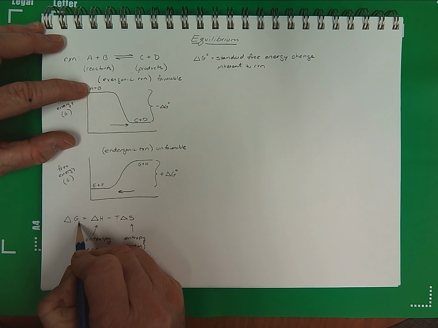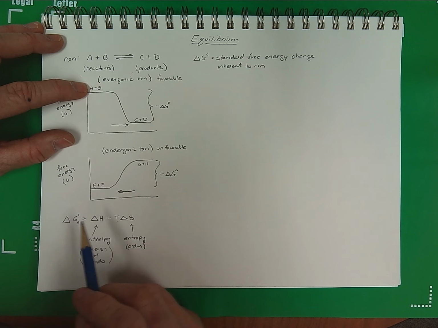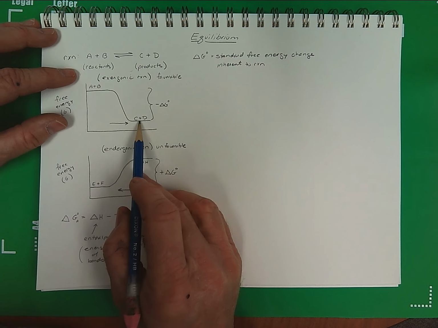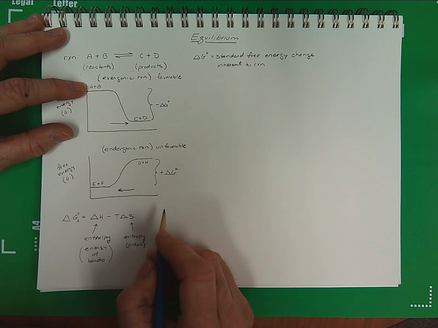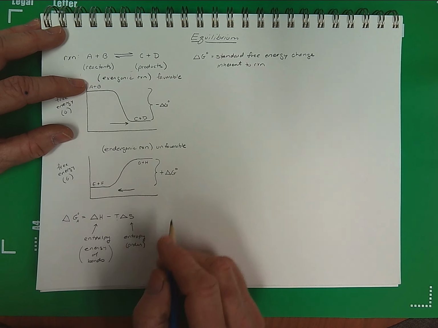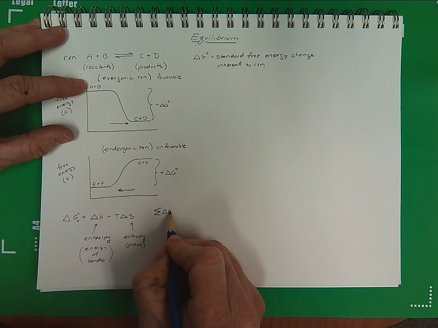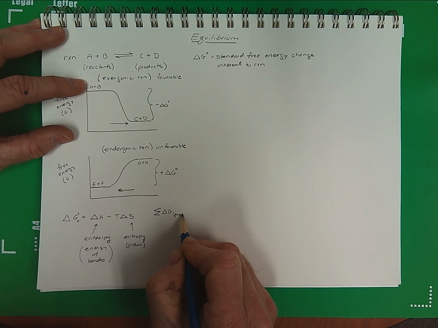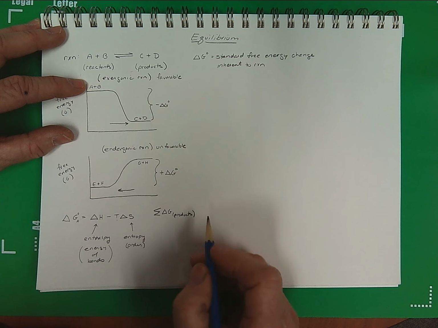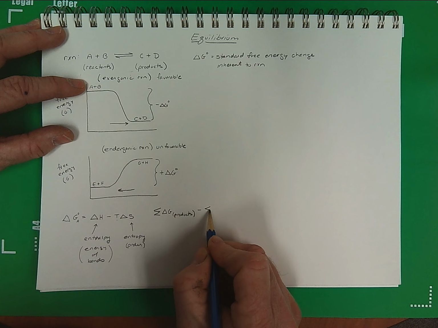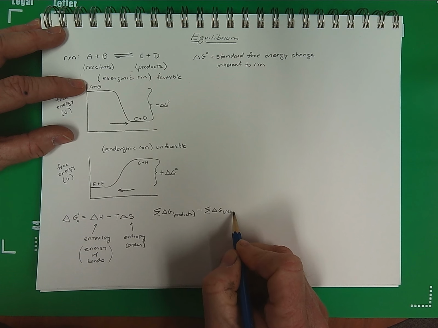We could call this delta G prime sub A. We will also do this again for B, for C, and for D. Once we have this, then we are going to calculate the sum of free energy of the products minus the summation of the delta G of each of the reactants.